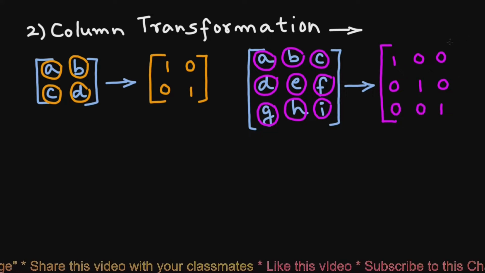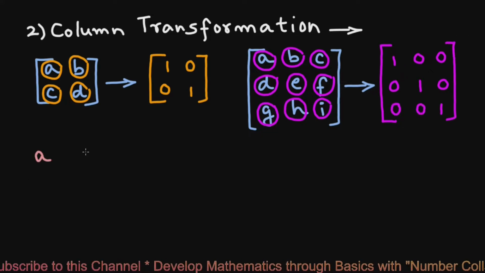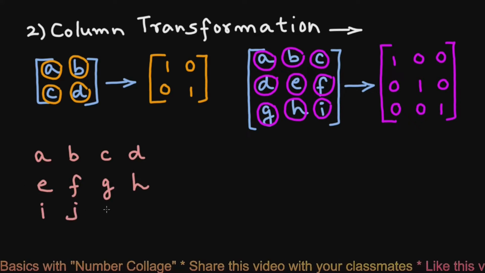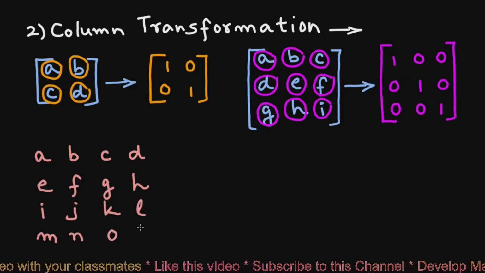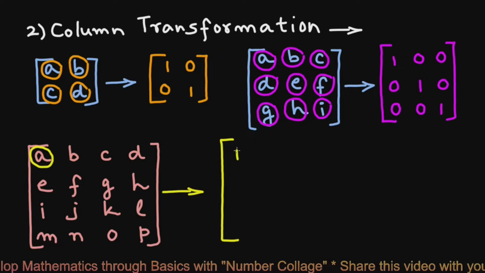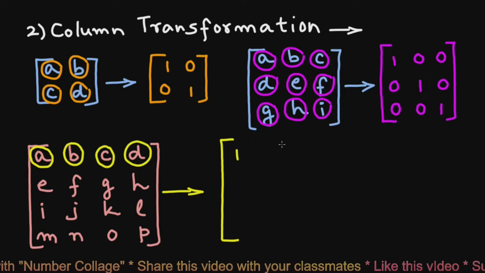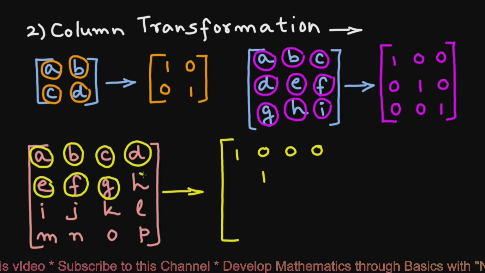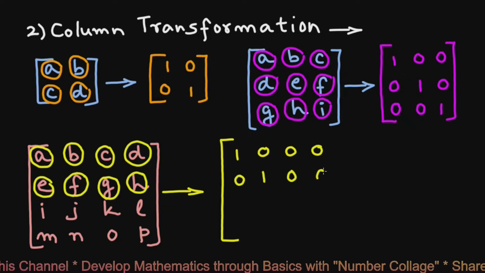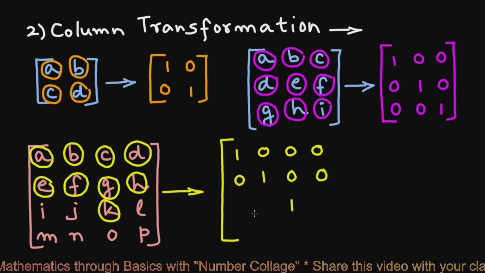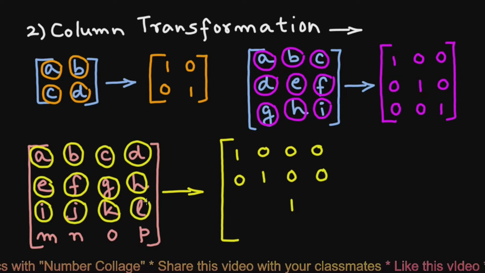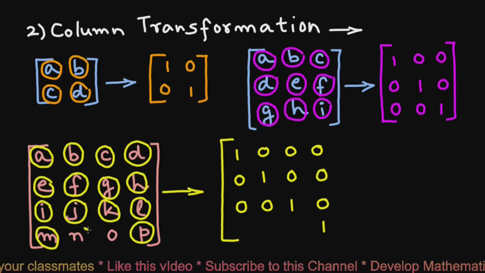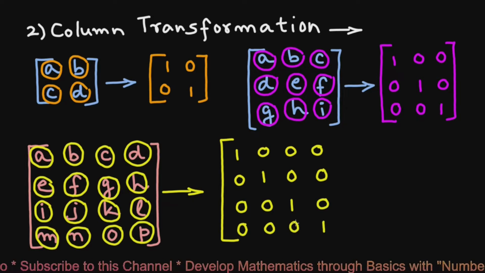made 0 each. In case of a matrix of order 4, A, B, C, D, E, F, G, H, I, J, K, L, M, N, O, P, this A is made 1, then this B, C, D 0 each, then this F is made 1, then this E, G and H is made 0 each, then this K is made 1, then this I, J, L is made 0 each, and finally this P is made 1, then this M, N and O is made 0 each.